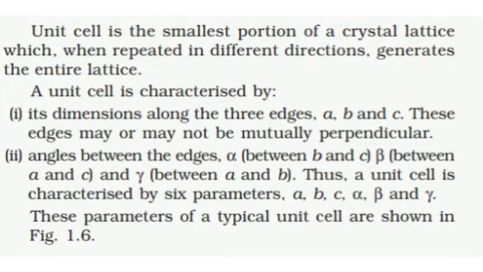Unit cell is the smallest portion of a crystal lattice which, when repeated in different directions, generates the entire lattice. A unit cell is characterized by its dimensions along the three edges a, b, and c. These edges may or may not be mutually perpendicular. Angles between the edges: alpha, between b and c; beta, between a and c; and gamma, between a and b. Thus, a unit cell is characterized by 6 parameters.